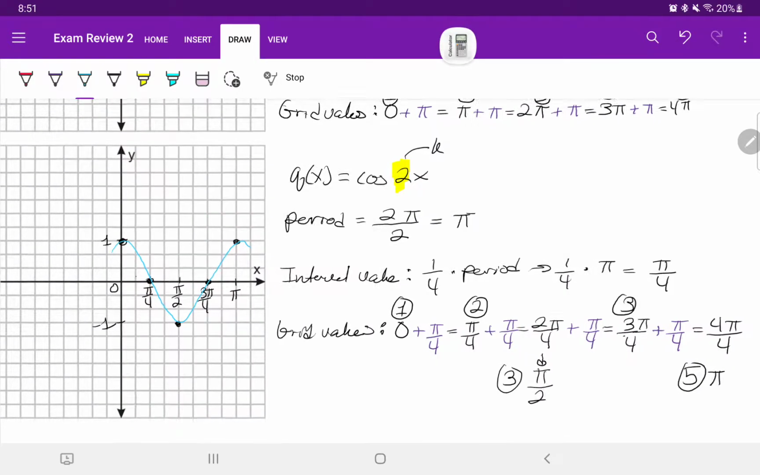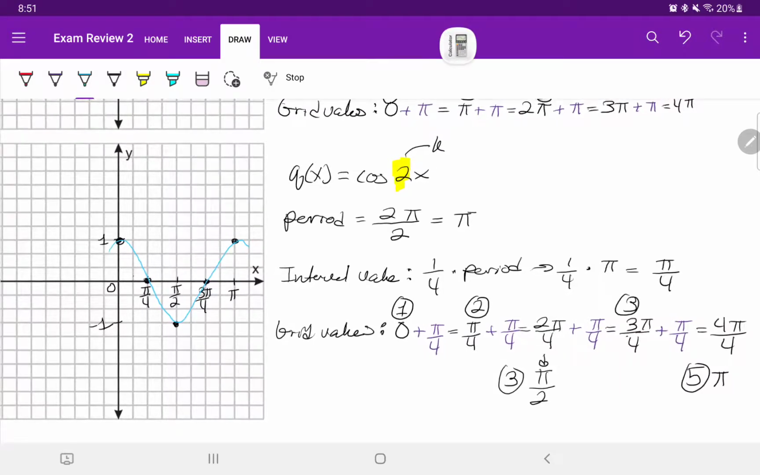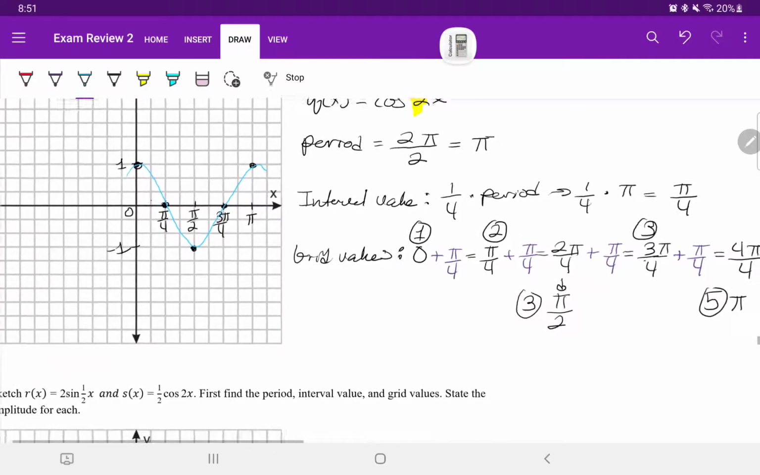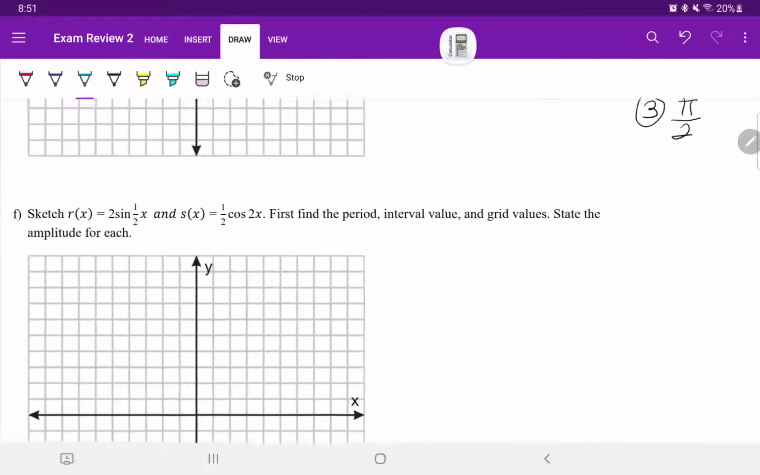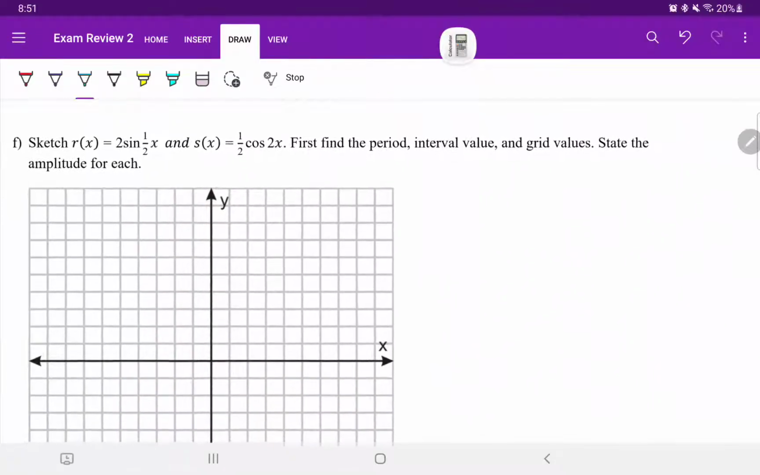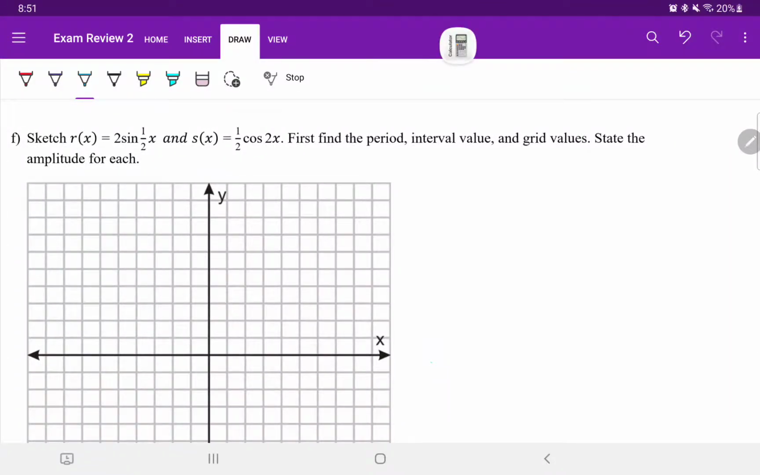The period in this case is pi. It takes pi revolutions for the function to go around 1 complete time. And then for this next one, after you have this down, we want to sketch the function r of x, which is equal to 2 sine of 1/2 x, and s of x, which equals 1/2 cosine of 2x. Find the period, the interval value, and the grid values. State the amplitude for each.